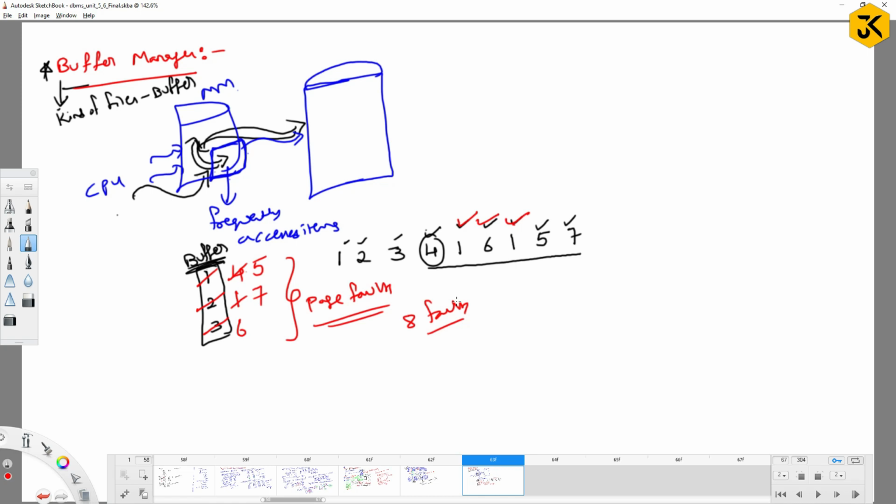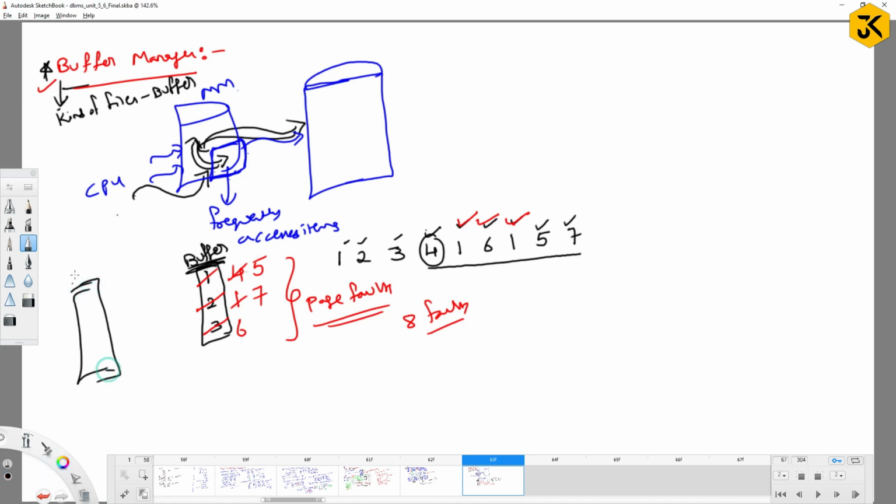It's not 5. Initially the entire buffer is free, so the buffer doesn't contain the first file. So I need to get the first file, I need to get the second file, I need to get the third file. Then I need to replace it with the remaining things. So these kinds of things are going to be done by the buffer manager. If you observe, certain other techniques might be there.